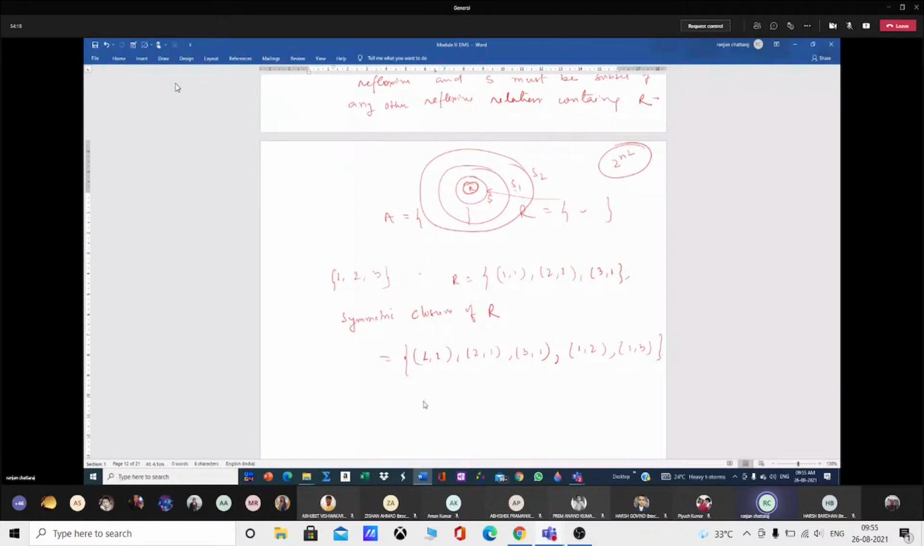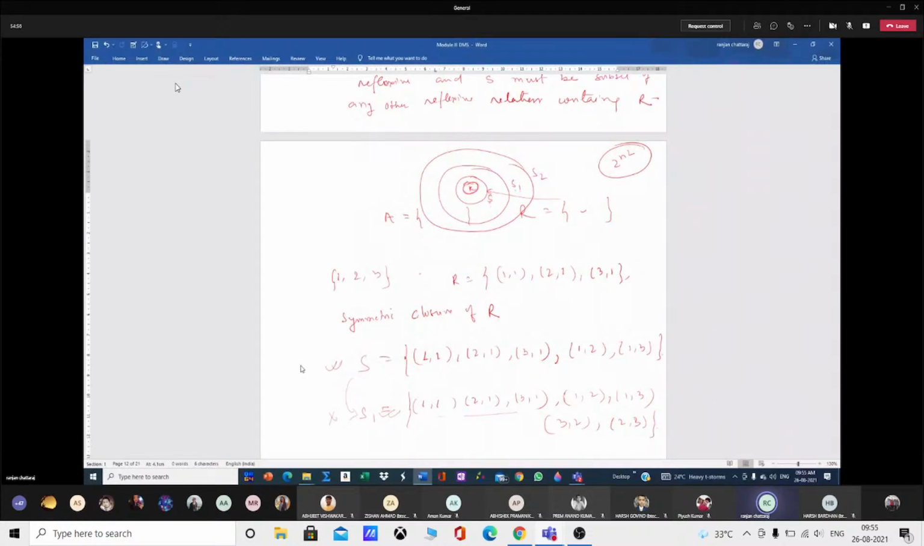Now you can construct the other also. Suppose (1,1), (2,1), (3,1), (1,2), (1,3), (3,2), (2,3), like this. Okay, but this is also a set that contains R and it is reflexive. But what happened here? This S is a subset of this S1. So it is not a closure, but this is a closure.